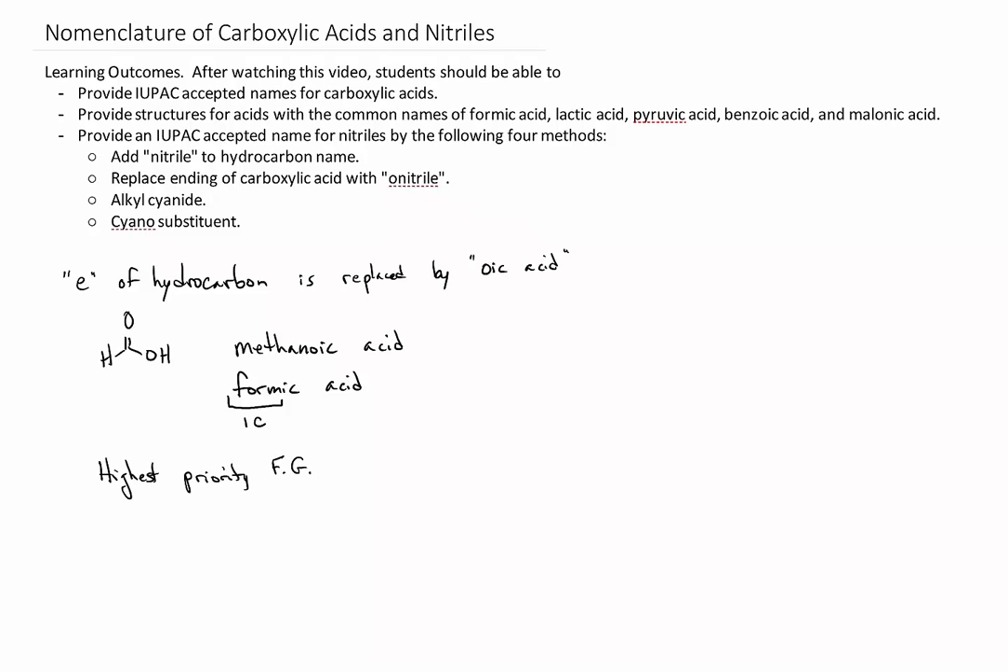The carboxylic acids are the highest priority functional group that we have seen to date in nomenclature, and so if there are other functional groups present, they will be lower in priority. So here is an example in which there is an alcohol and a carboxylic acid present in the molecule. If we use substitutive nomenclature, we would name this as a substituted propanoic acid, and there would be a hydroxy on carbon 2.